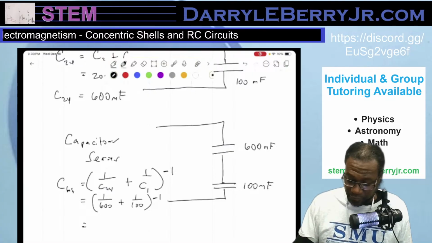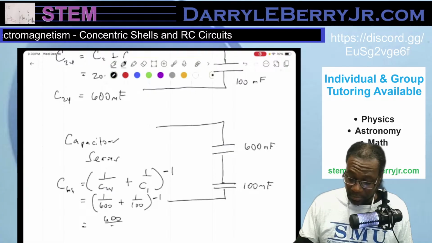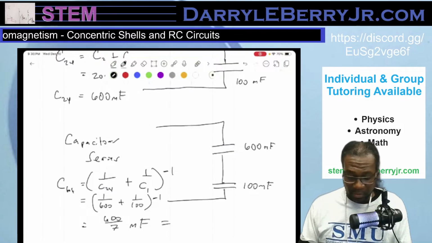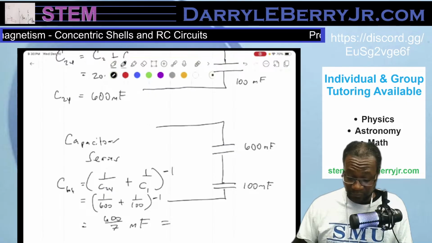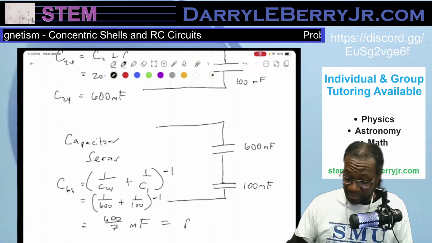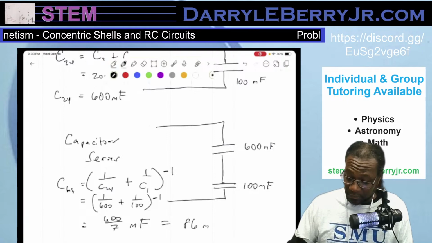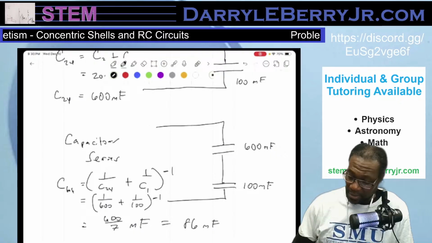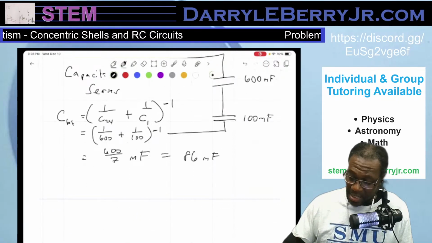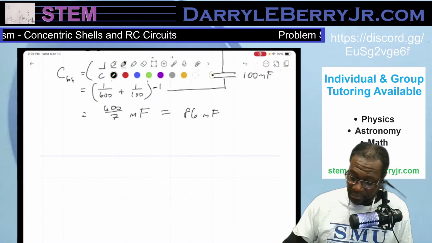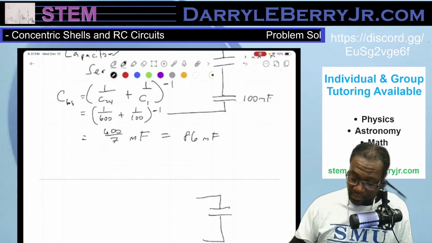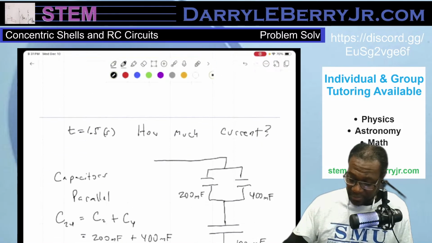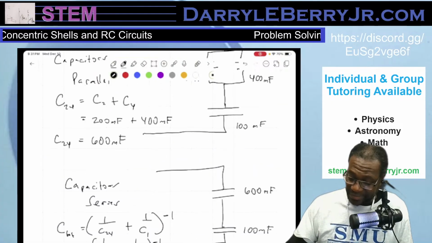Right, so this is 600 over 7 microfarads. So I will go ahead and put it in decimal form now since that helped me before. It will be basically 86 microfarads. That means that now I've reduced all these capacitors to one capacitor. So the equivalent capacitance of all of these capacitors together is an 86 microfarad capacitor.